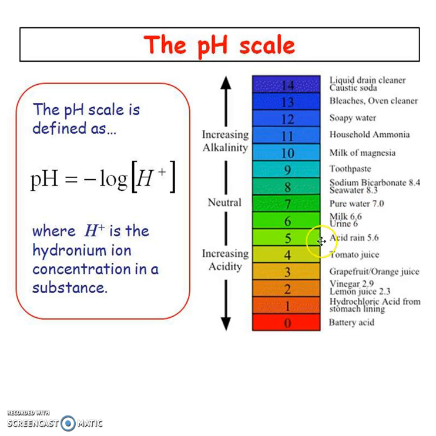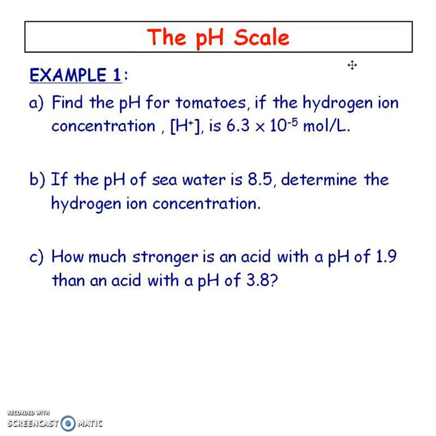But if you get lower and lower on the scale, you're going to talk about more acidic things. And on the other end of the spectrum, if you go higher and higher on the scale, you're talking about more alkaline or basic things. So here are the types of questions that you could see. A and B are fairly general, and then C is kind of like a little bit weird. So let's just tackle the easier ones first.